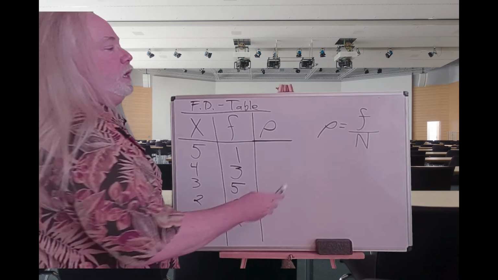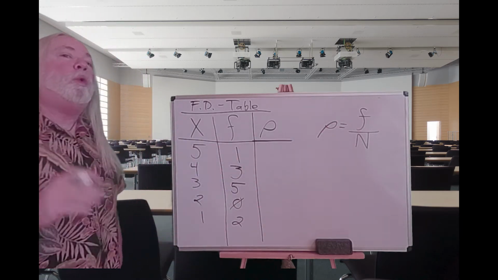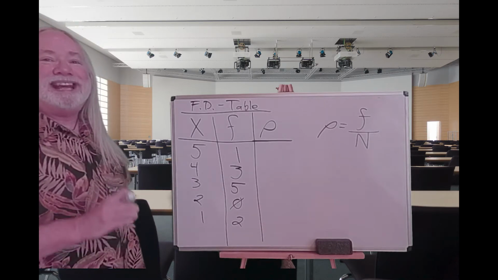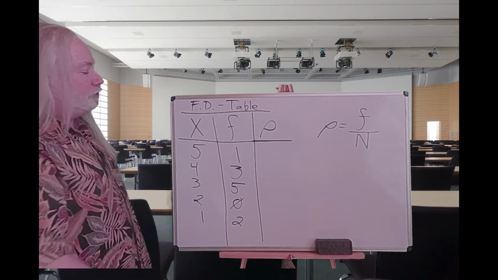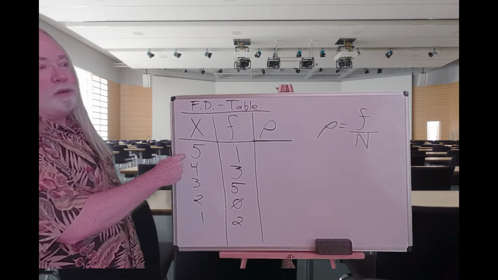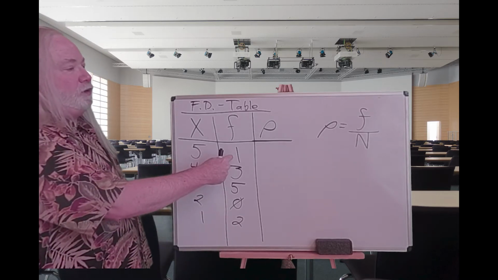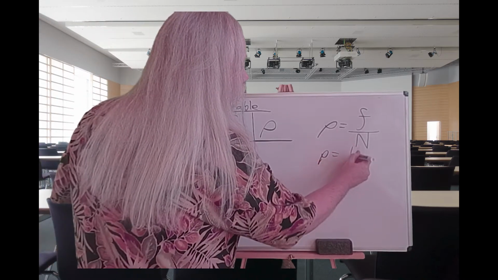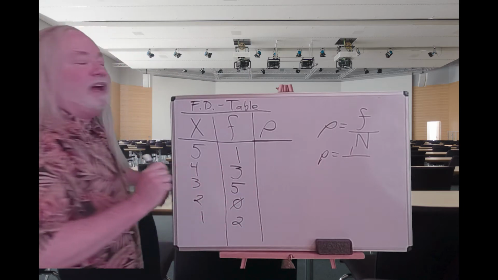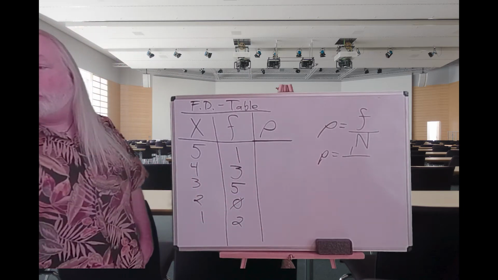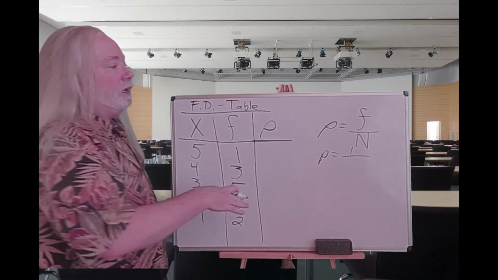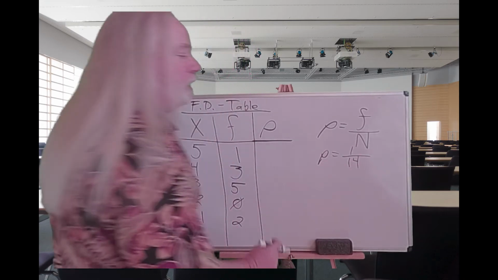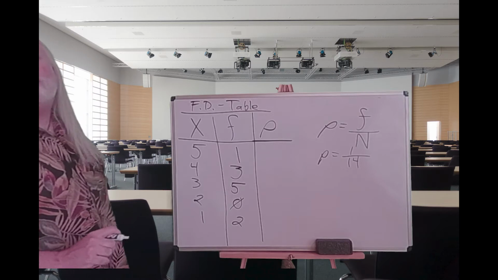So all we're going to do here is simply plug in. I want to know what proportion of my total data is associated with the raw score of 5. Well, I need to know how many 5s there are. There's 1 five. And I have to divide that by the total number of scores. We know from working it before that the total number of scores is 14. So it's 1 out of 14.